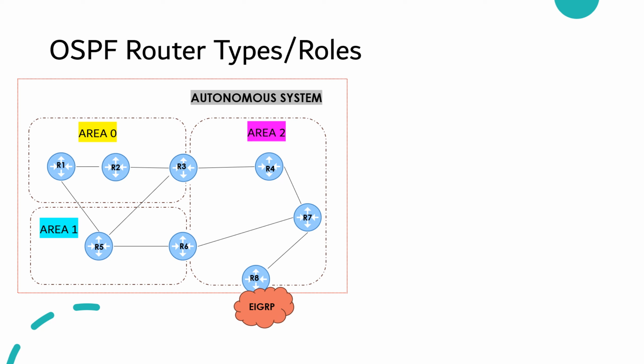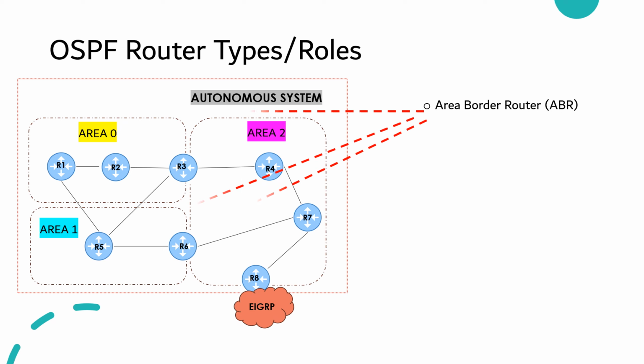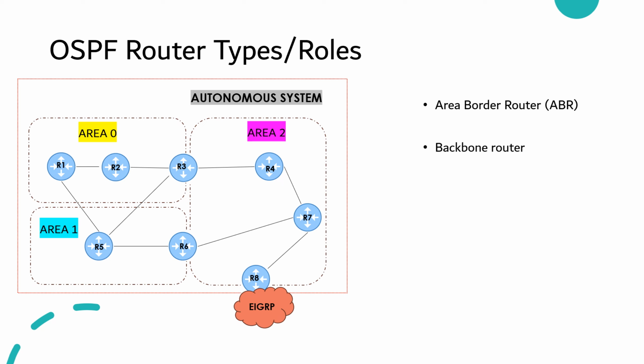Let's look at some of the OSPF router types or roles. Routers in OSPF can be categorized based on areas, such as the area border router or ABR. An OSPF router with interfaces connected to the backbone area and to at least one other area is called an ABR. A backbone router, another type of router in OSPF, is a router connected to the backbone area, which can include ABRs as well. Actually, a router with at least one interface attached to the backbone area is called a backbone router, or a router whose all interfaces belong to area 0.